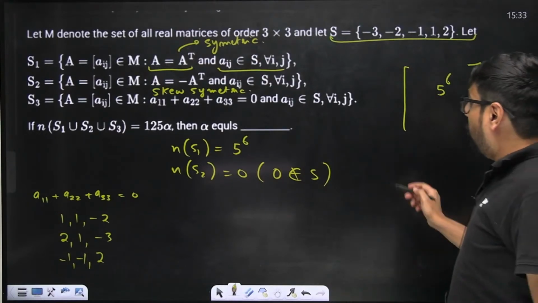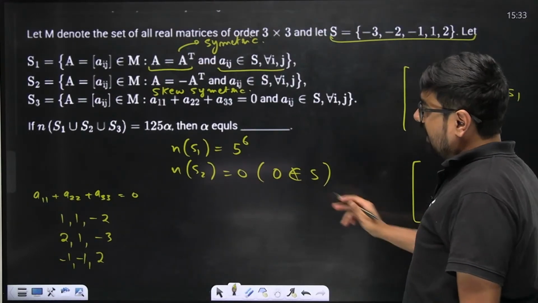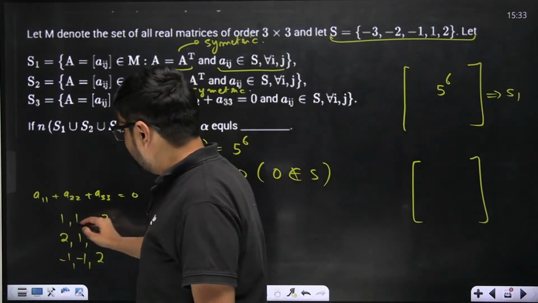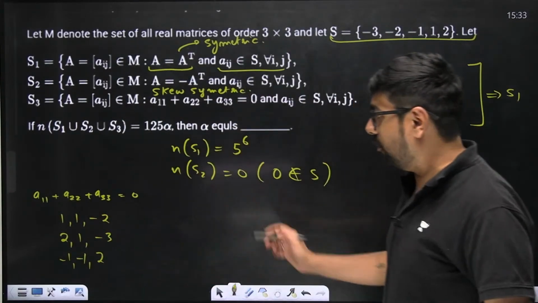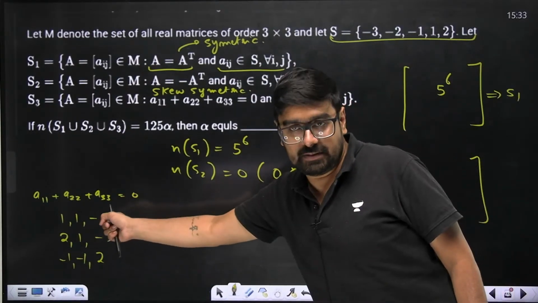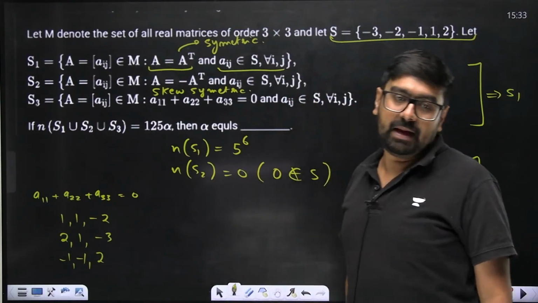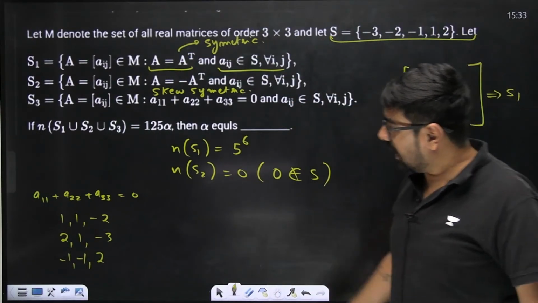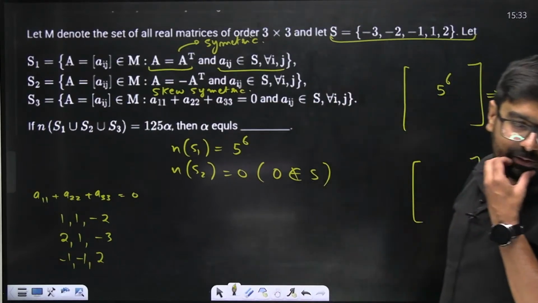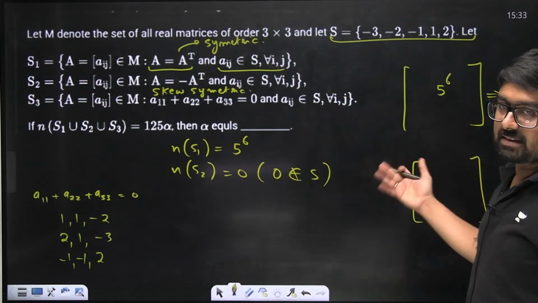Now, for S3, diagonal elements can be only these: 1, 1 minus 2, 2, 1 minus 3, or minus 1, 2. But there can be arrangements of these. These are 3 elements, arranged in 3 places. 3 into 2, 6, 3 into 2, 6, 3 into 2, 6. Right? So that is the total method. And for the other places, there is no restriction.